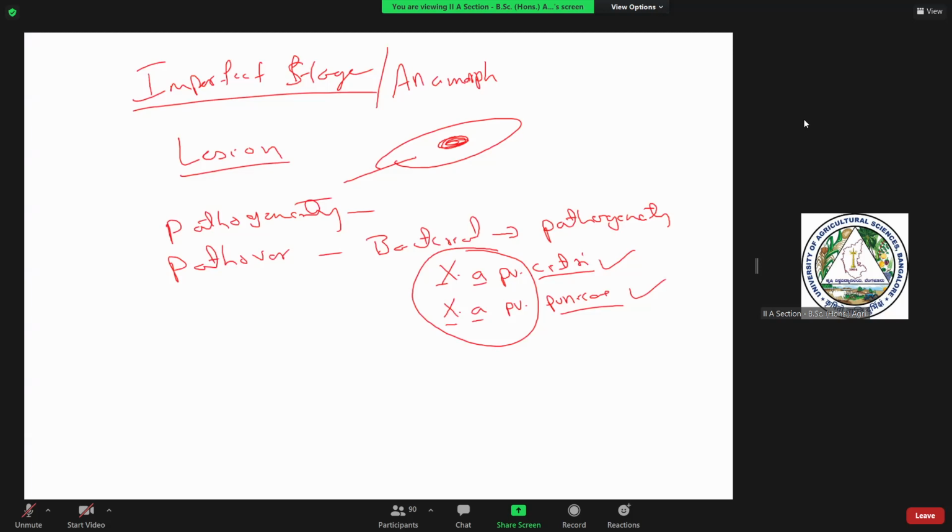And similar to the imperfect stage, we have a perfect stage, which is also called the teleomorph, or the sexual stage, where this particular stage produces the sexual life cycle of the pathogen.